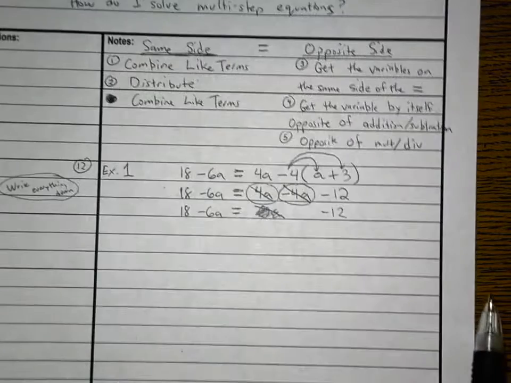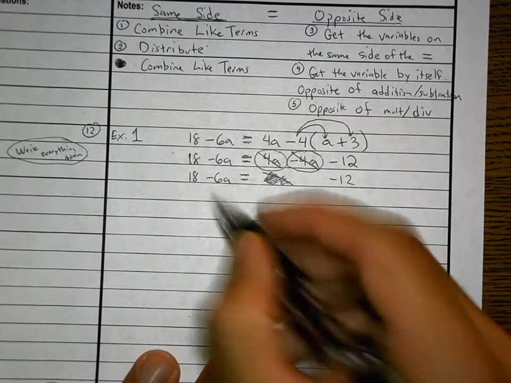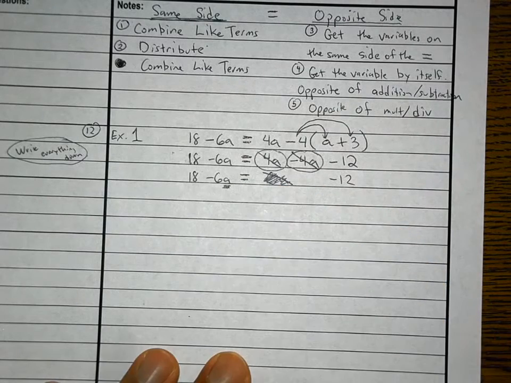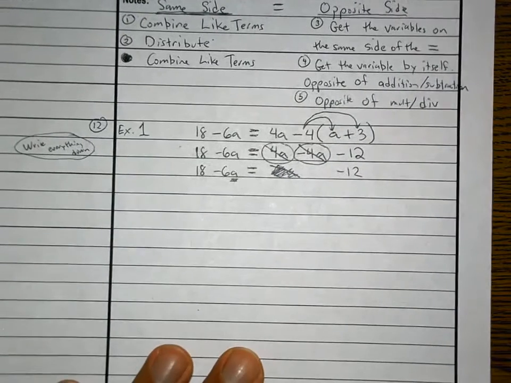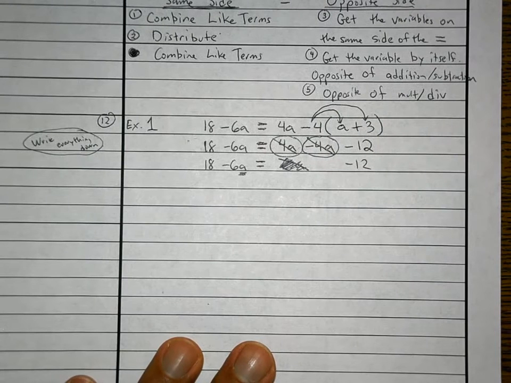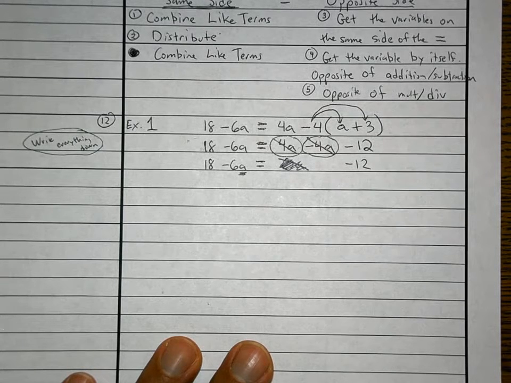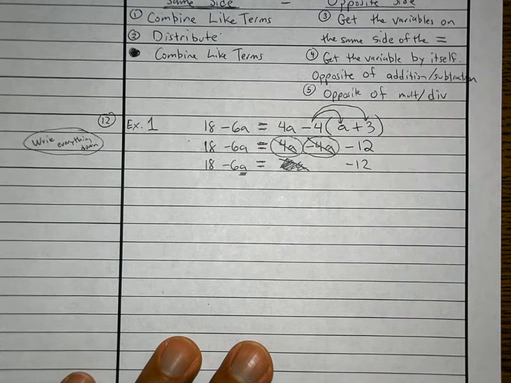So what that means is this. I want to get this a by itself. I'm going to underline that a. That's what I'm trying to get by itself. Right now, that a has a partner. That negative 6 is multiplying that a. It's together with that a. So we're going to save that 6a for last.